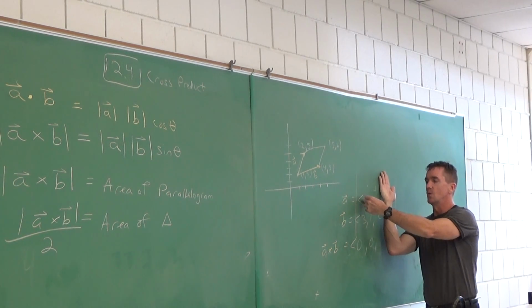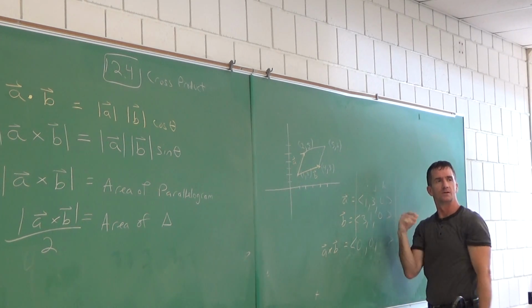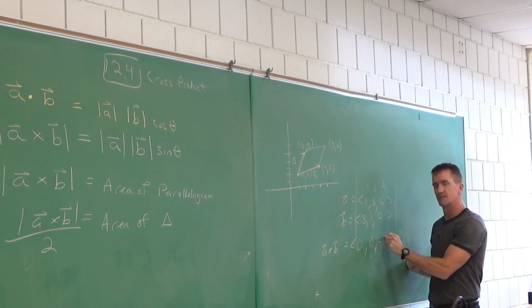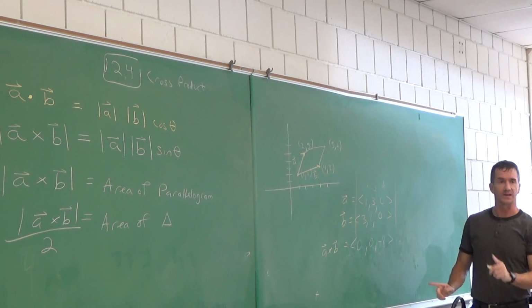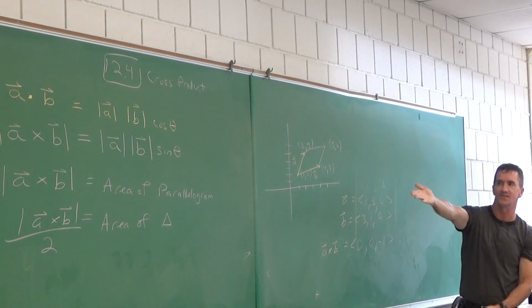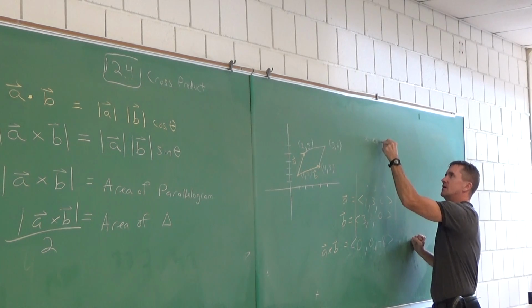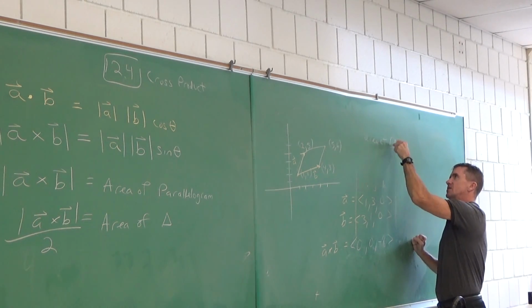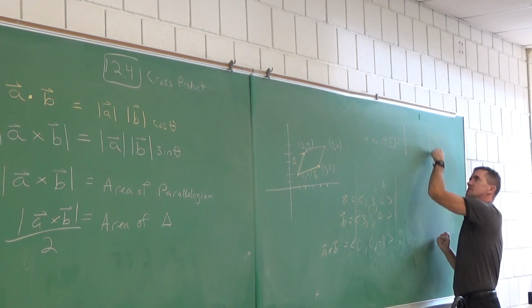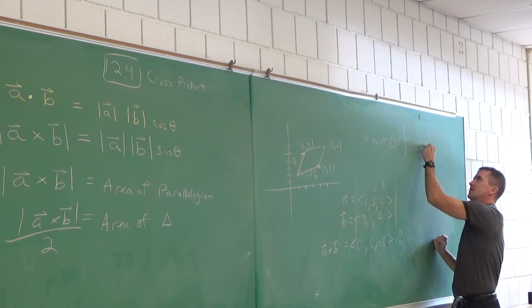Now we got it. 1 times 1 minus 3 times 3, negative 8. Area negative? No, the key is we're going to get the magnitude of that vector. That's going to give us the actual area of the parallelogram. So the area of the parallelogram will be the magnitude, so I'll put the bars, of that vector 0, 0, negative 8.